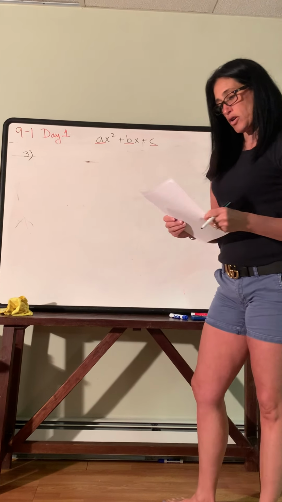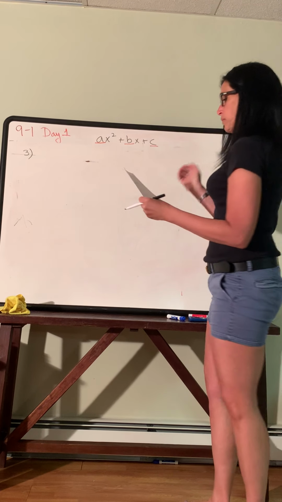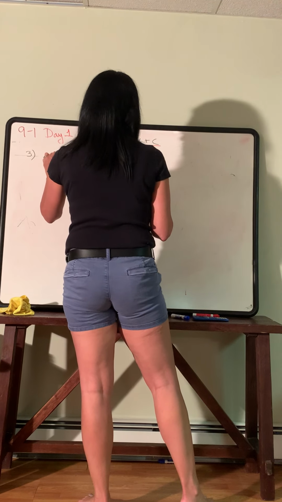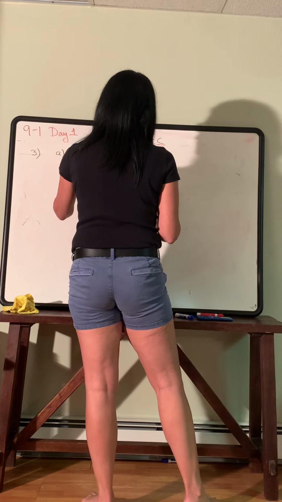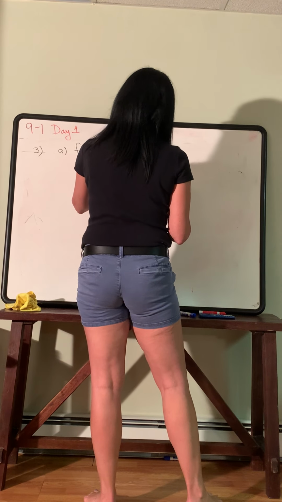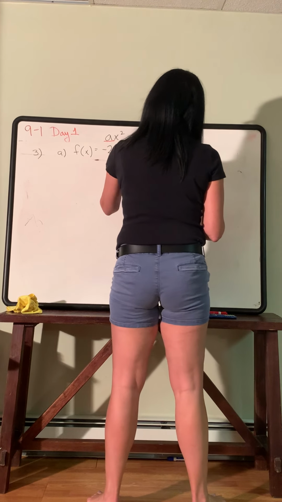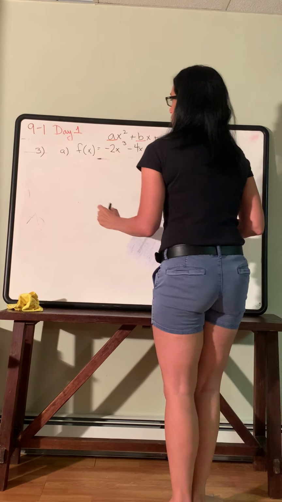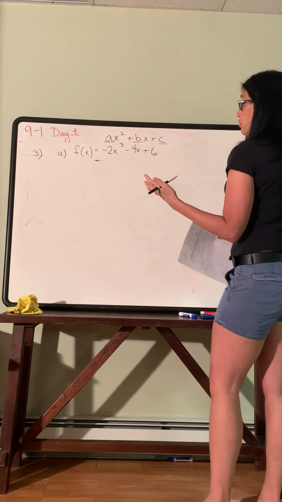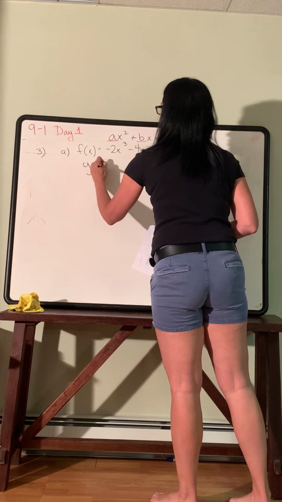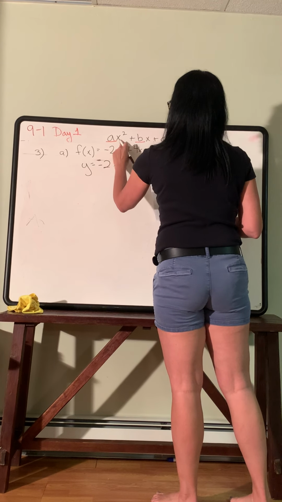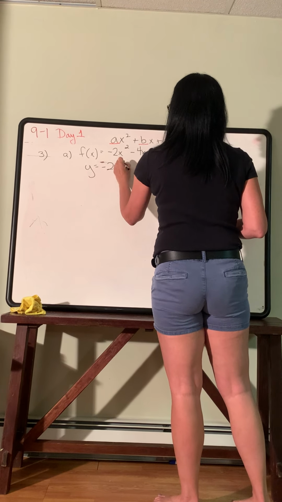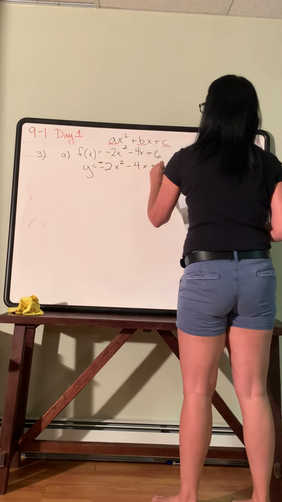Okay, determine whether the function is a maximum or minimum. So for letter A, we have this equation. So this f of x, you can replace with y. So y equals negative 2x squared minus 4x plus 6.